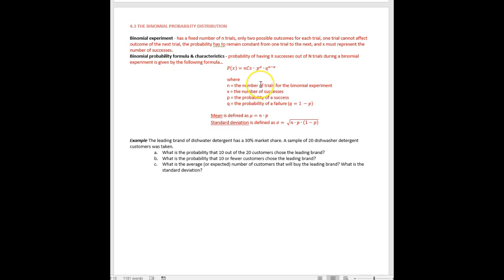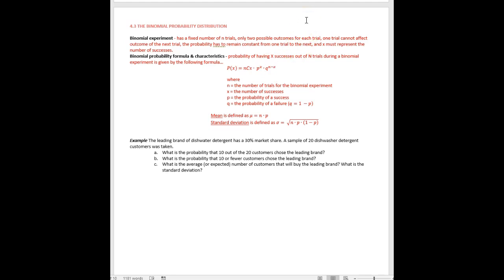The binomial probability distribution. It helps to understand what a binomial experiment is first. It has a fixed number of n trials, with only two possible outcomes for each trial. So it's a binary experiment. There's either a success or there's a failure. It's like flipping a coin, right? It's on or off sort of thing.